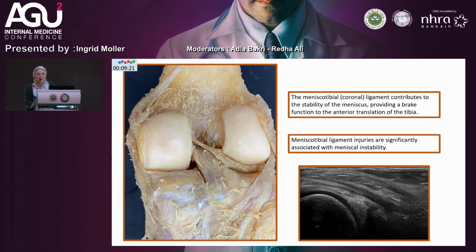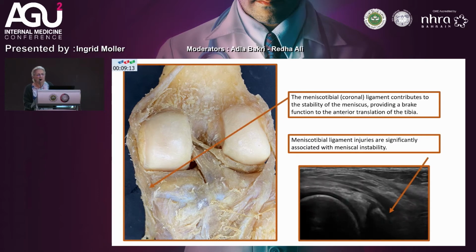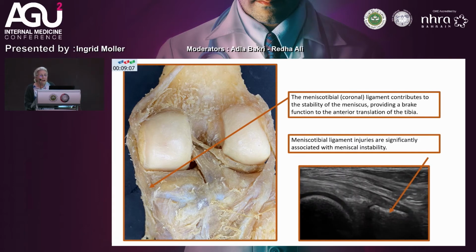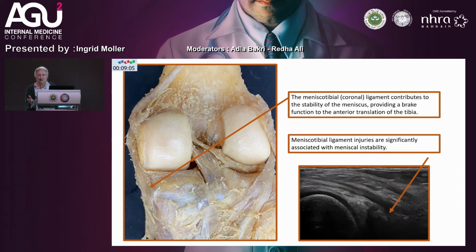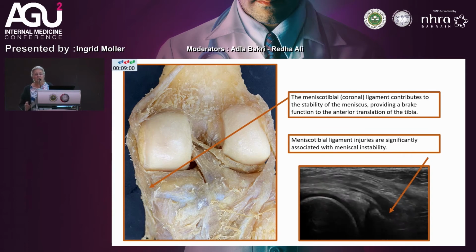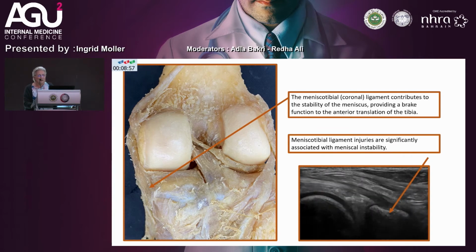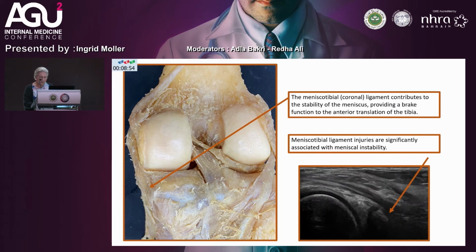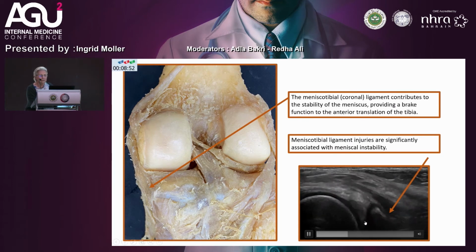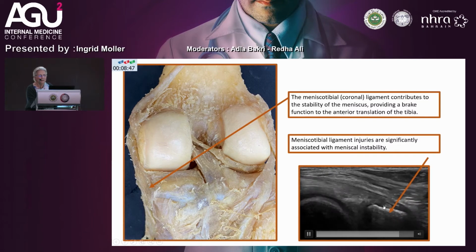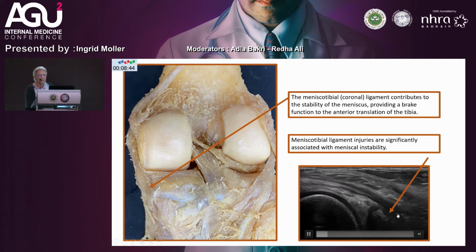And what about ligaments? Can we do something with the ligaments? Well, we have this nice ligament that is the meniscotibial, or coronary ligament, that contributes to the stability of the meniscus. And its injuries are associated with meniscal instability, so are associated with osteoarthritis. And as you can see in the ultrasound image, this is the femoral condyle, this is the tibia, and here we see this part of the ligament, whereas this is the semimembranosus tendon.